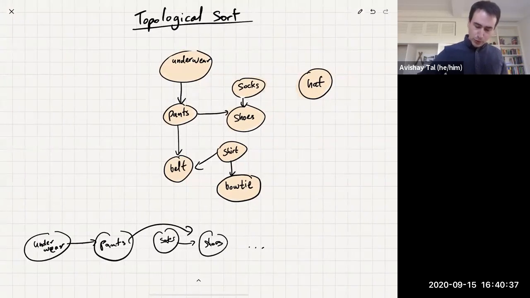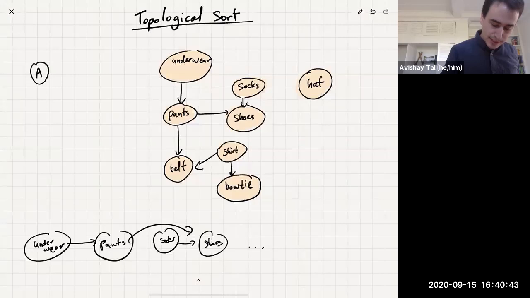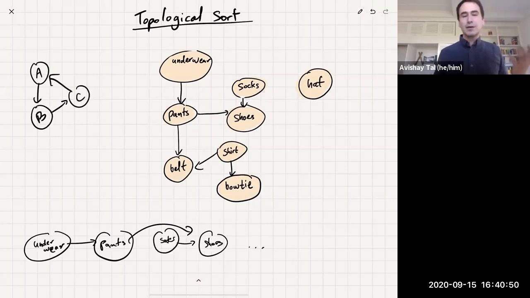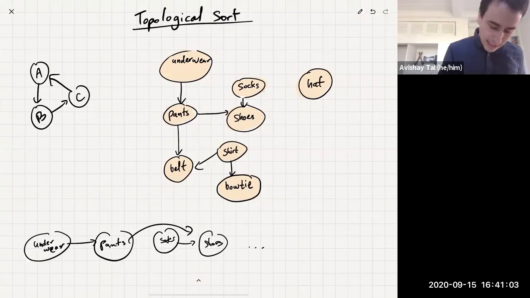There are actually two questions. One is, is there an order like that? Maybe some graphs don't have an order. Maybe the graph looks like this: A must happen before B, B must happen before C, and C must happen before A. Sometimes you hear these cyclic constraints, and you realize that you cannot satisfy them, because something has to happen first, and nothing can start happening. So this cycle means that there's no topological sort in this graph.